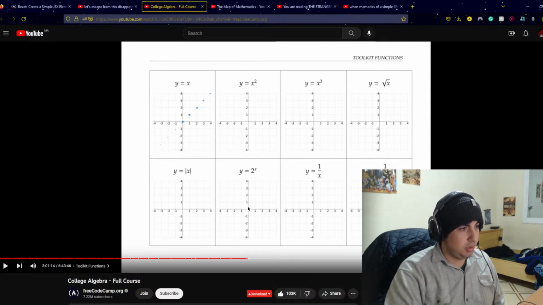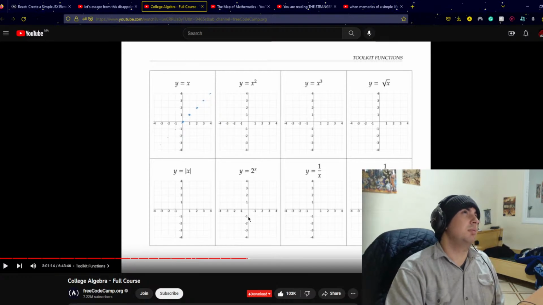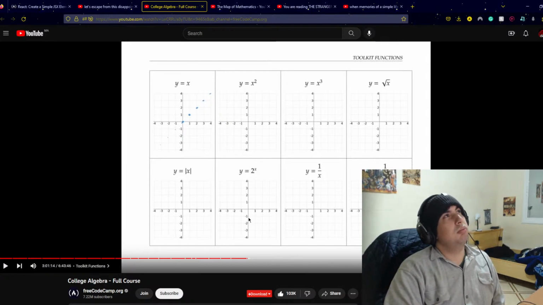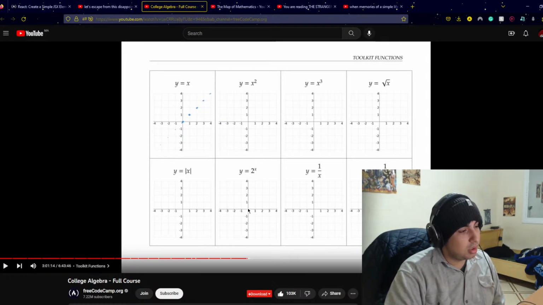0, that will be here. 1, that will be here. 2, that will be here. And it's gonna go up really fast. So -2, that will be... it cannot be negative because 2 to the power of -1 will be 1/2. So -1 will be half.